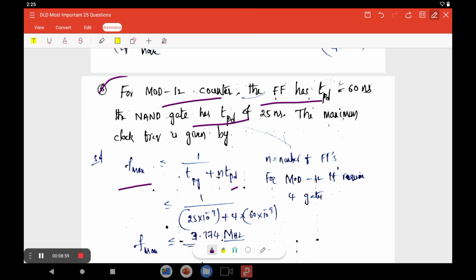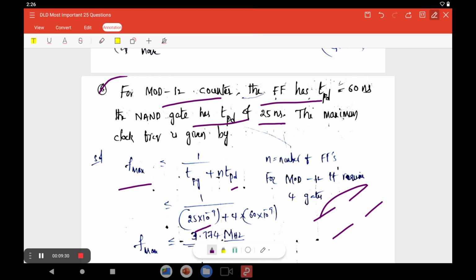Suppose you go for any flip-flop, obviously it takes a minimum of 4 gates. So one NAND gate is equal to TPD. In the case of the 4 NAND gates realization of the flip-flop, the input is passing through 2 gates. Therefore the TPD is equal to 2 only. So 2 into the corresponding propagation delay of the gate. Therefore the TPG is the propagation delay of the NAND gate.